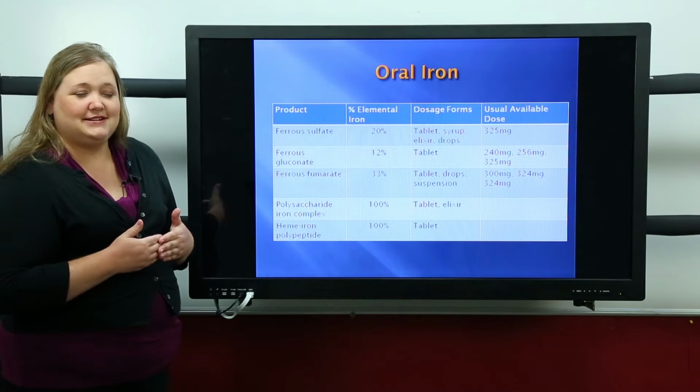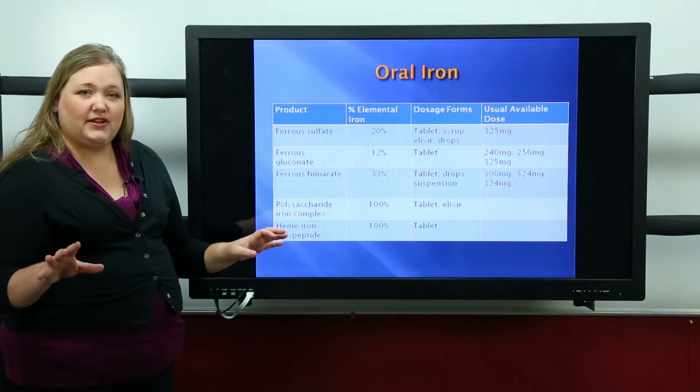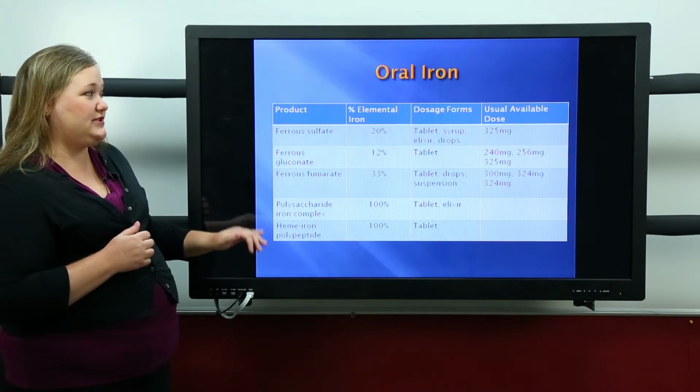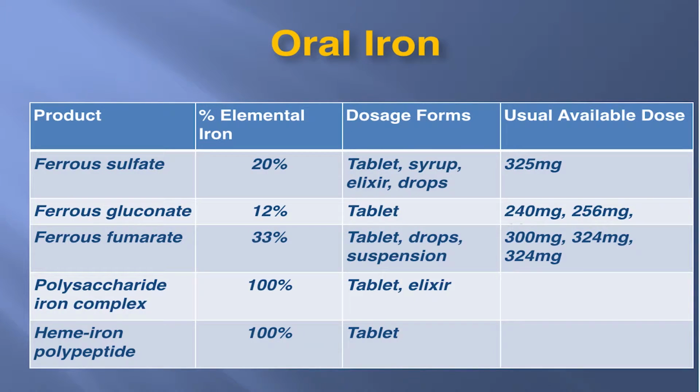So how do we treat? What do we give them? There are 2 dosage forms available. We have oral iron and IV iron. There are several different iron salts to give oral iron. The most common we see is ferrous sulfate. It's given 3 times a day. There are several other options as well.